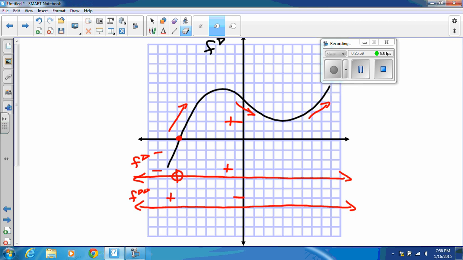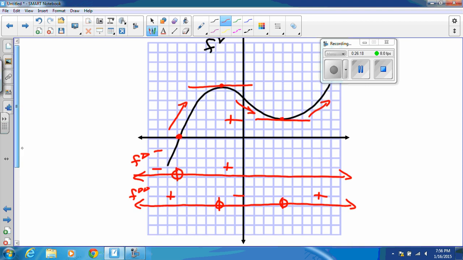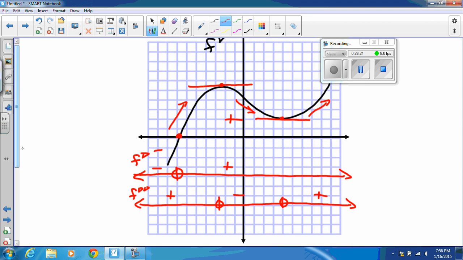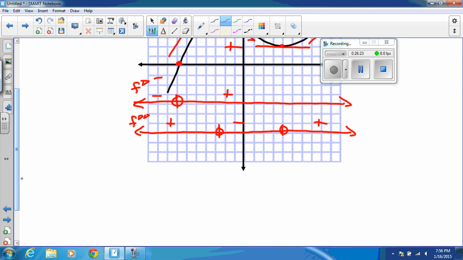And so when f prime is increasing, then f double prime will be positive. When f prime is decreasing, f double prime will be negative. And when f prime is increasing again, f double prime will be positive. And right at the places where f prime has local extrema, those are the places where f double prime will change signs. So here is our f double prime number line.